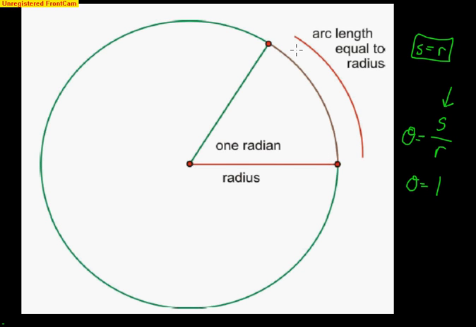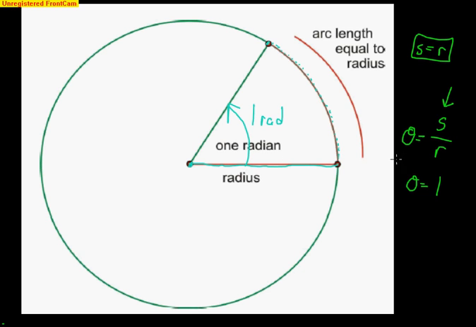So if I were to take a piece of string and lay it out from the center all the way here, and then slowly lay it out across the arc, the actual part of the circle, and then when that string ends right here, that's when 1 radian is created. So here is 1 radian right there. 1 radian is best described when the arc length equals the radius.